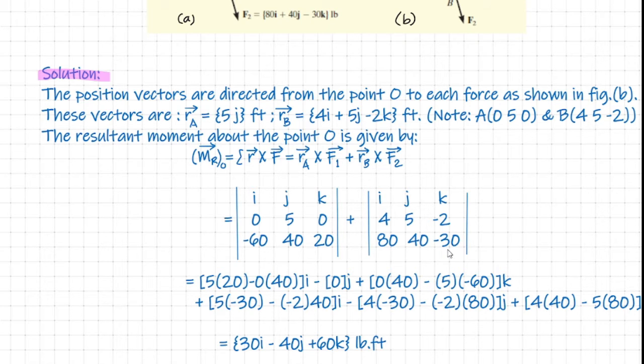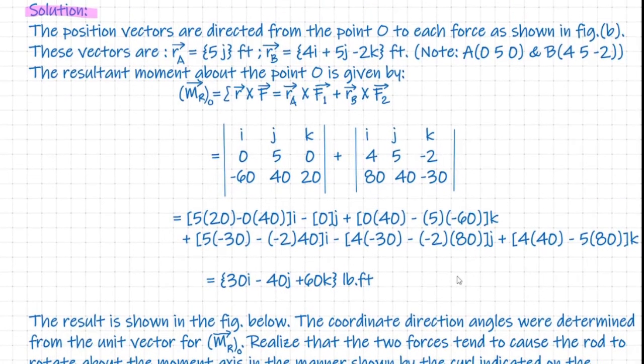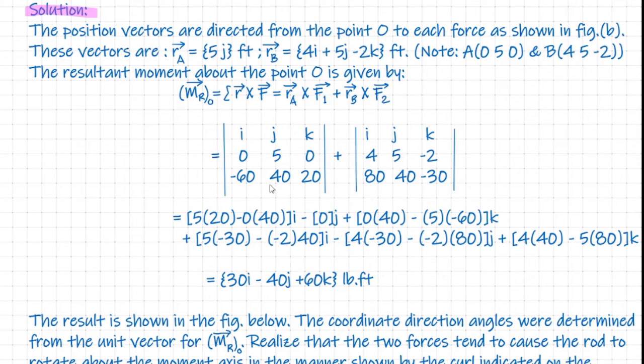So just enter these coefficients here, and on expanding this determinant and doing the calculation, we find that the resultant moment is 30i minus 40j plus 60k. Now please remember one very important thing. Here we expressed the resultant moment about the point O in the Cartesian format.